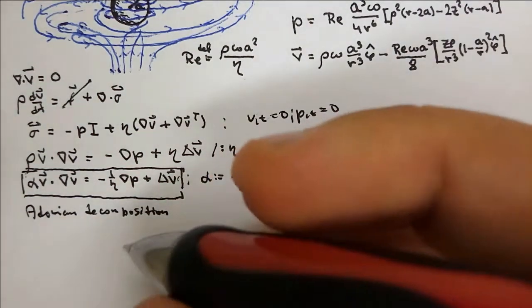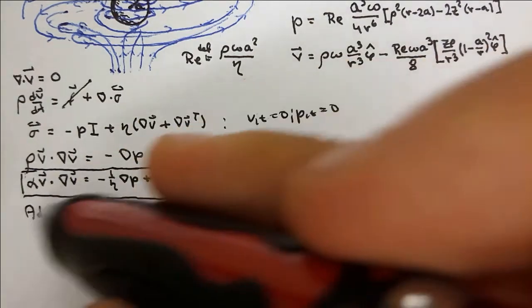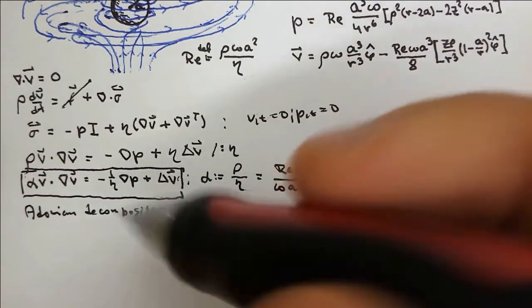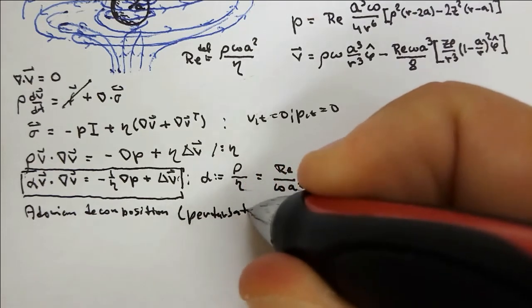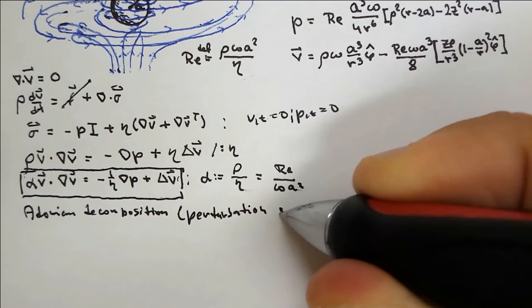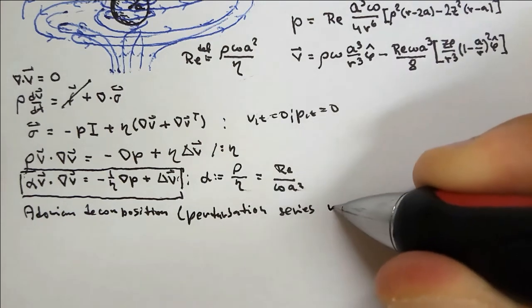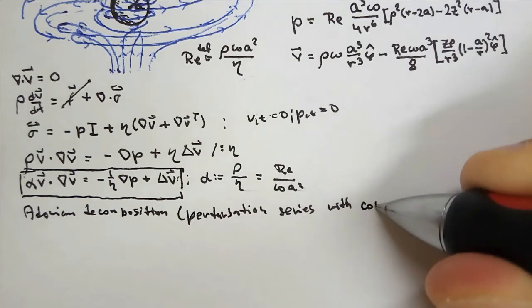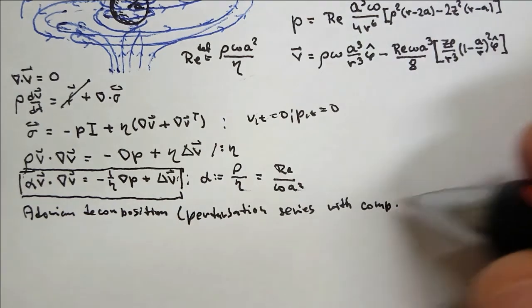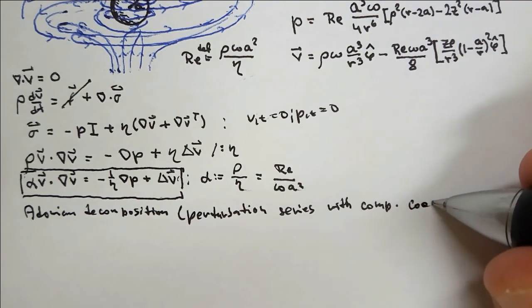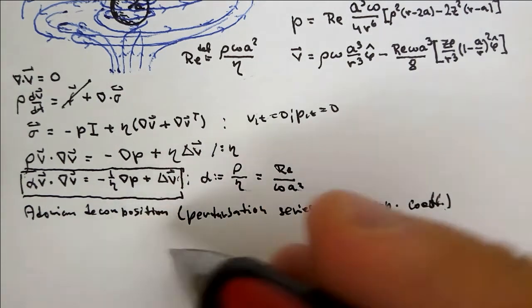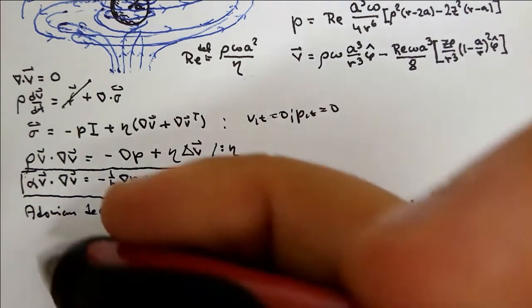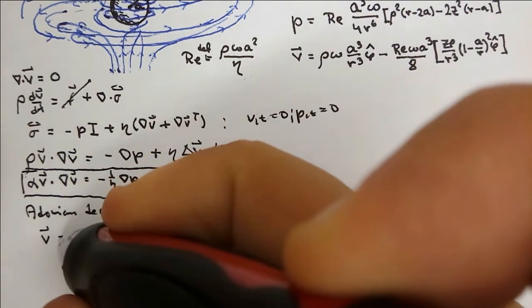So we will substitute in a domain decomposition with the parameter of perturbation, the perturbation series, with comparison of coefficients. So this is the basic domain decomposition method. So we will write this as the first term.